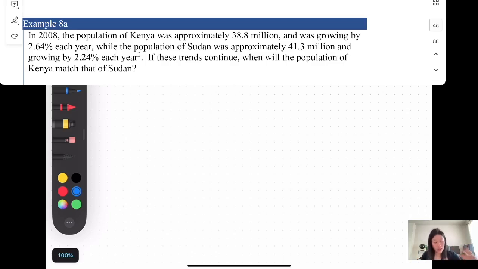So now let's look. This is an exponential growth function. So let's write down the model for both countries. For Kenya, I know that the output population, let's use K to stand for Kenya, and t stands for the time. For Kenya, it's going to be the initial value 13.8 times 1 plus 2.64%, and then to the t power. Let's convert this to a decimal. That will be easy for us to calculate later.